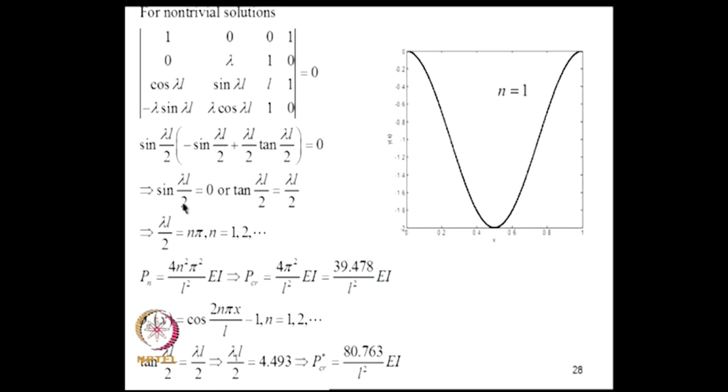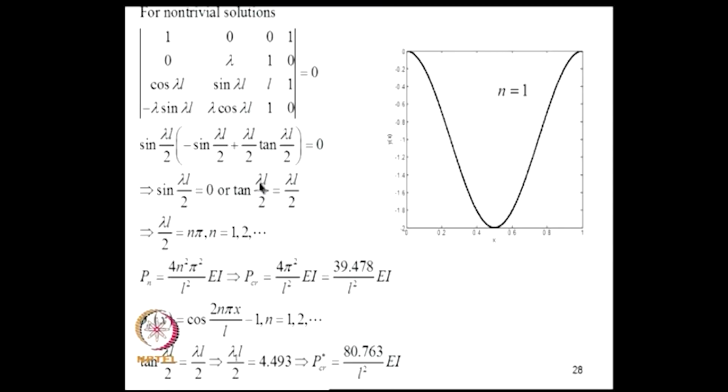We will see that this leads to antisymmetric modes and this leads to symmetric modes, and the lowest value of critical load is given by this branch, and Pn is given here. P critical in this case turns out to be 39.478 EI by L square. So, the buckling mode shape is given by this corresponding to this branch, and the first one is depicted here.